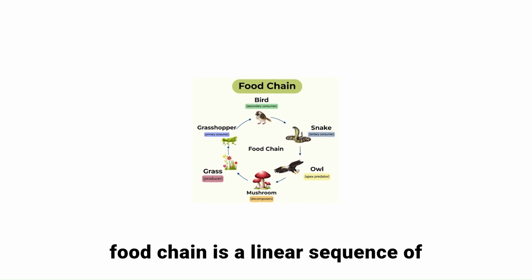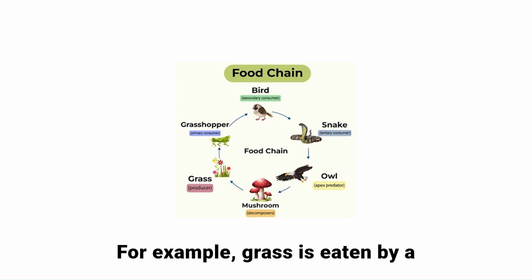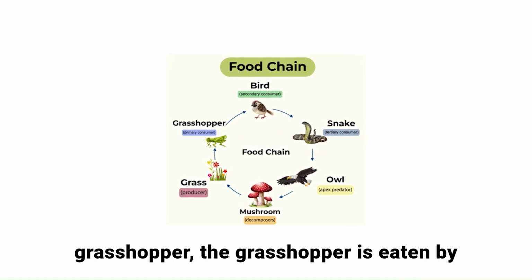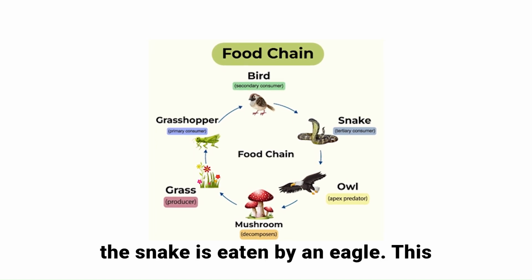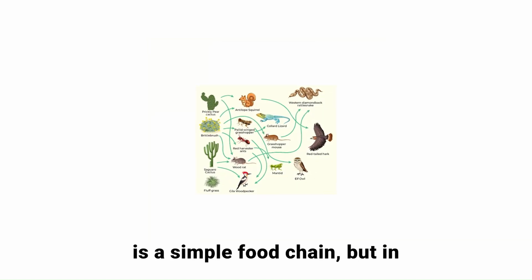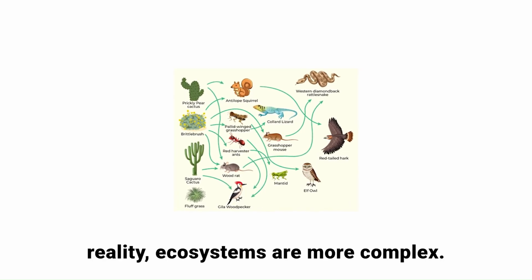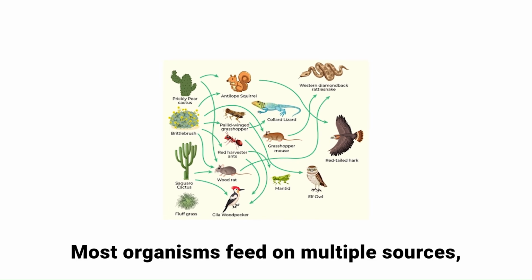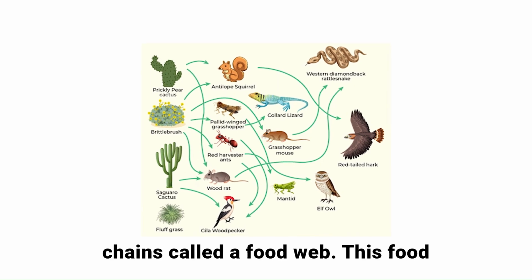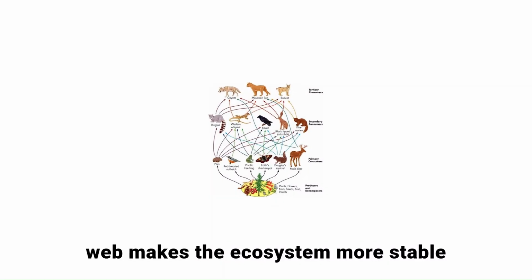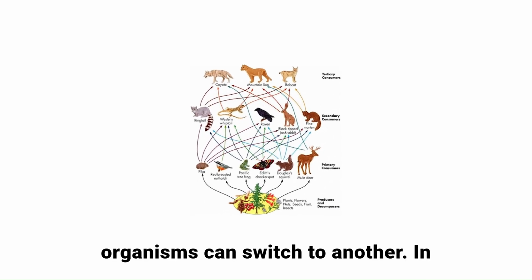A food chain is a linear sequence of organisms through which energy flows. For example, grass is eaten by a grasshopper, the grasshopper is eaten by a frog, the frog is eaten by a snake, and the snake is eaten by an eagle. This is a simple food chain. But in reality, ecosystems are more complex. Most organisms feed on multiple sources, forming a network of interconnected food chains called a food web. This food web makes the ecosystem more stable because if one source is removed, organisms can switch to another.